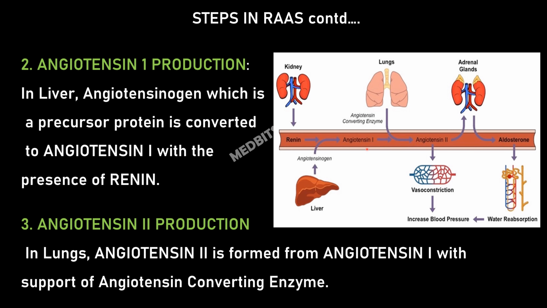And what is the third stage? That is angiotensin 2 production. From where does it come? Let's look into the diagram again. See, in the lungs, angiotensin 2 is formed from angiotensin 1 with the support of angiotensin converting enzyme, which is known as ACE. See, now we got angiotensin 2.